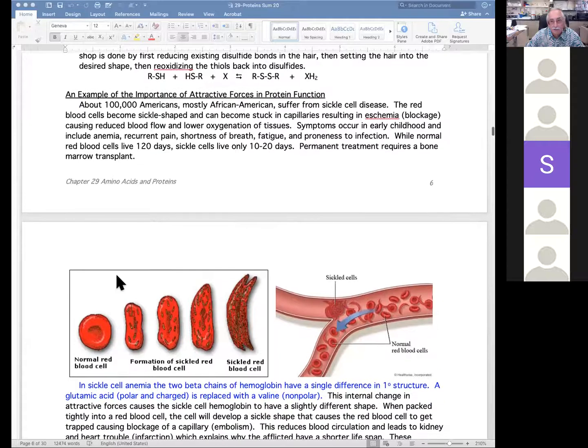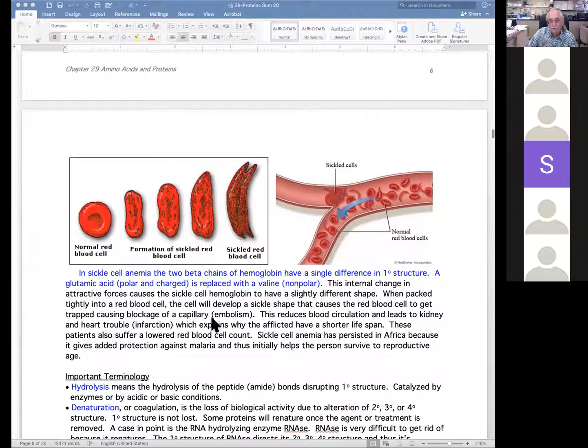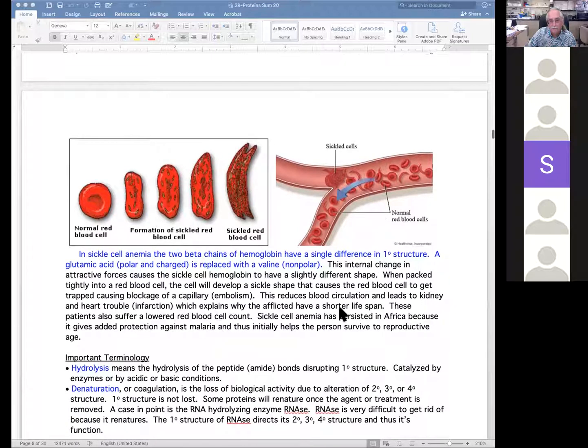So we went into sickle cell anemia simply because it was an example of how a single amino acid change in one of the subunits of hemoglobin causes hemoglobin to have a different shape. And when you pack it into a red blood cell, it causes the red blood cell to then also have a different shape. And that's kind of an important disease that we should know about.